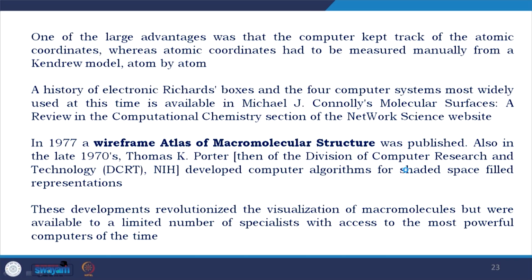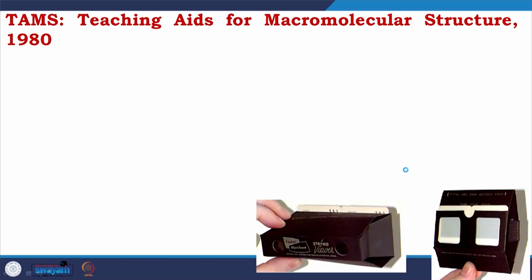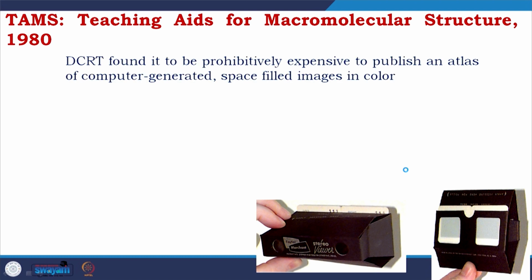So, they are specific to a specialized computer setup which is very expensive. So, even common scientists cannot get access to them. And then comes TAMS, which is called Teaching Aids for Macromolecular Structure. That is one of the initiatives that came from DCRT. DCRT found it to be prohibitively expensive to publish an atlas of computer-generated space-filled images in color.